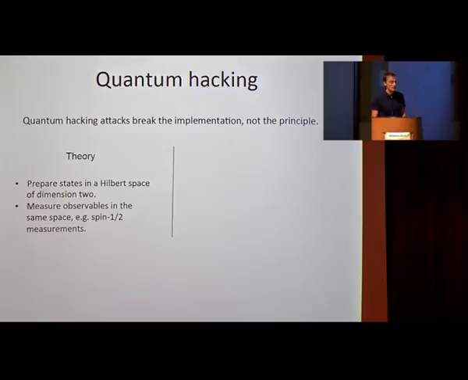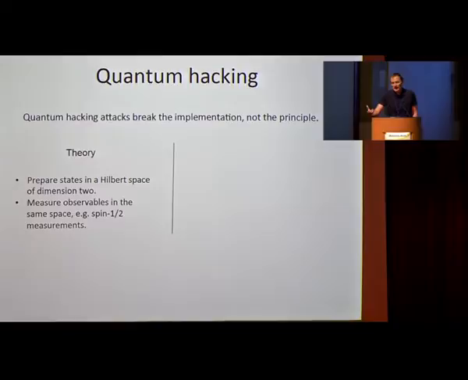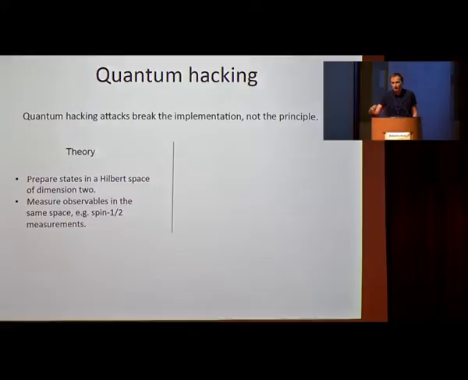I was telling you before that quantum cryptography is secure because it's based on quantum physics. And we thought at that time, naively, that if you want to break quantum cryptography, you have to break quantum mechanics, you have to prove that quantum physics is wrong. But we were wrong. Makarov didn't show that quantum physics was wrong. He didn't break the principle of quantum cryptography. He broke the implementation. By this, I mean the following.